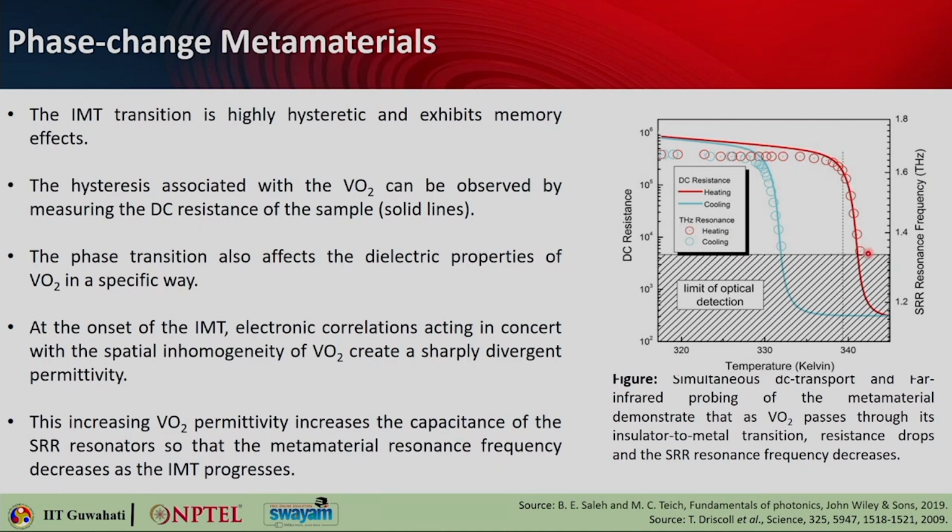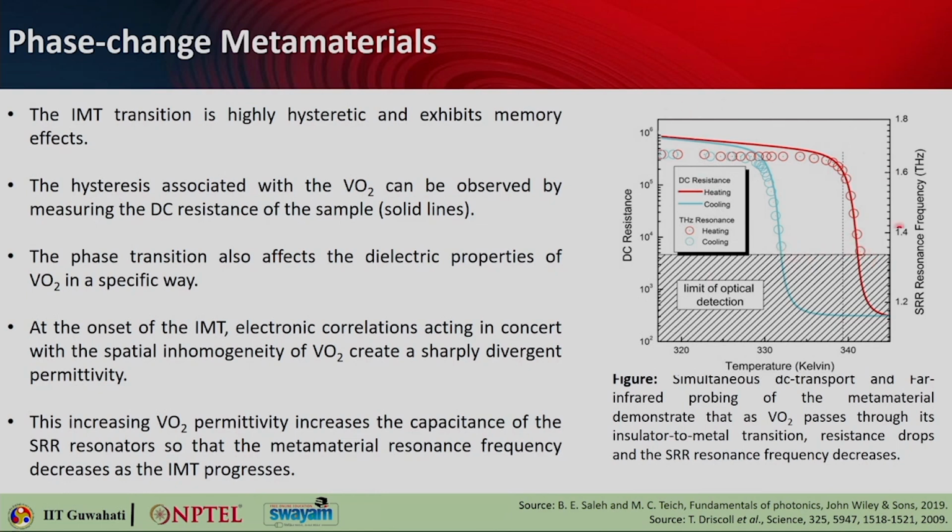The red one is the heating cycle and the blue one is the cooling cycle. Along the red line, when you heat it, this is how the DC conductance or DC resistance will change. These circles are basically giving you the resonance frequency. You can see here the terahertz resonance. The red circles are for the heating cycle, blue circles are for the cooling cycle, and this is the region where there is some limit of optical detection because of fundamental limitations. So, you do not have any detection below this area, that is why no measurements were taken below this.